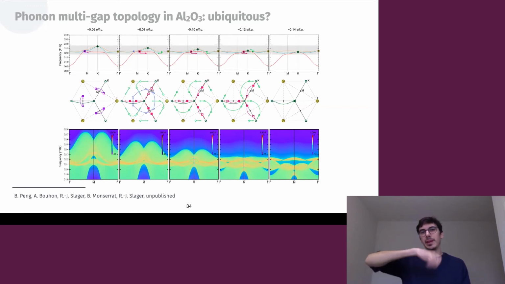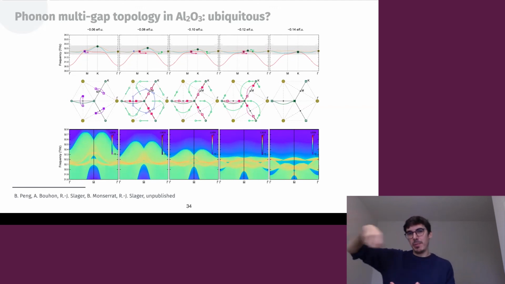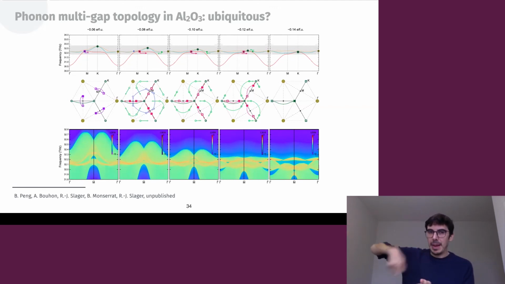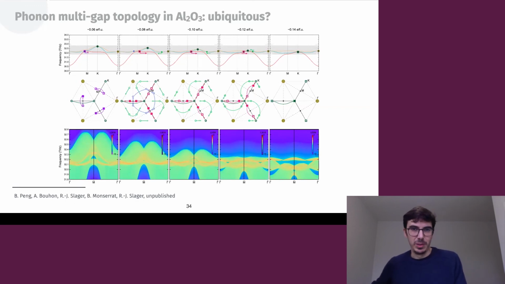And again, we have braiding here. And unlike the silicate case where the braiding was happening at the gamma point, here it happens around the K point of the Brillouin zone. So again, the ability to access pretty much all the phonons in the system means that we have access to this multi-gap topology in various forms and shapes.